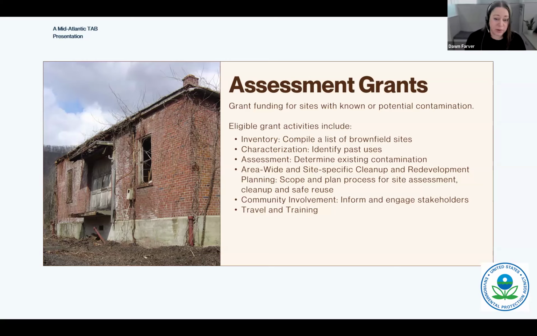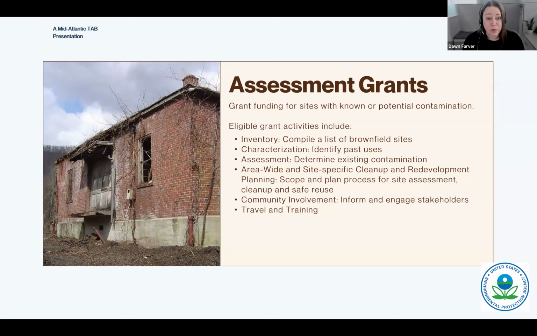So for example, as some of these that are listed, you can do a brownfields inventory using that funding. So in your community, you can identify what brownfield sites exist in your community and help to prioritize those for assessment. Obviously the characterization, so those phase 1, phase 2 type activities. Area-wide and site-specific cleanup and redevelopment planning. So what do you plan to do with these brownfield sites? Helping to, again, identify which brownfield sites you might want to prioritize.